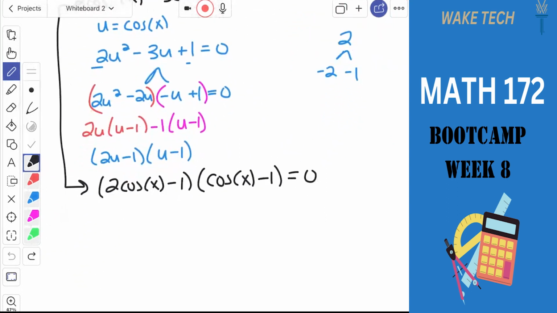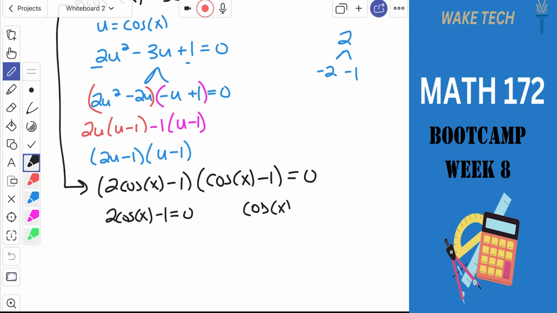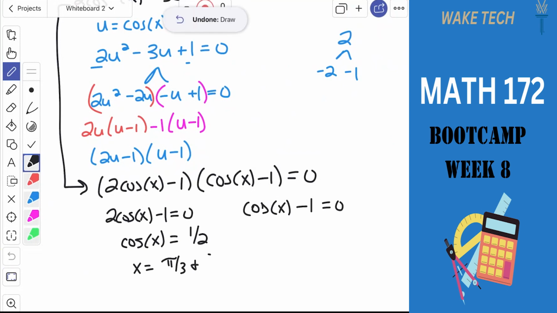Okay, so I'll zoom back in down here on the bottom to wrap it up. Setting each of these equal to 0, we would get 2 cosine x minus 1 is 0. Cosine x minus 1 is 0. That tells us that cosine x is a half, which occurs at pi over 3 and 5 pi over 3. Cosine x is 1. That occurs when x is 0.